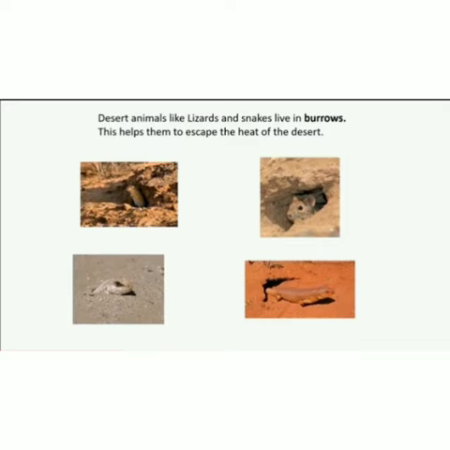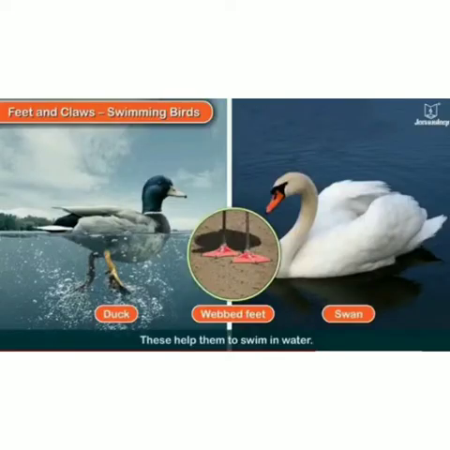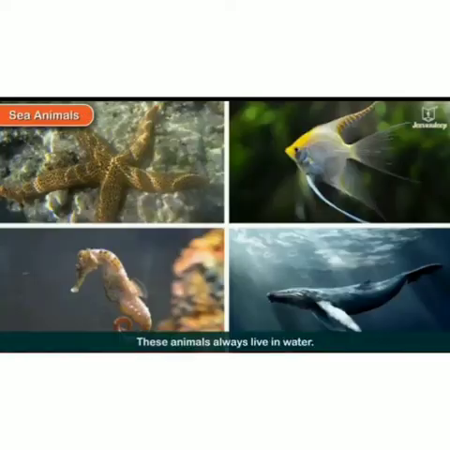Okay, yes. Next, you saw about the water animals. A good part of our earth is covered with water, is it not? So many animals live in ponds, lakes, rivers, and ocean. You differentiated as fresh water and salty water, is it not? The duck and swan live in the fresh water. They have webbed feet which help them to swim in water. See some more sea animals, starfish, seahorse, dolphin, fish. They all live in the water.